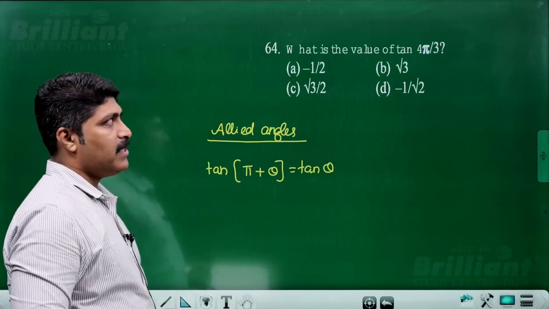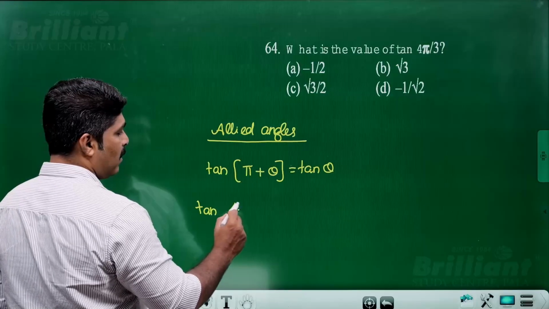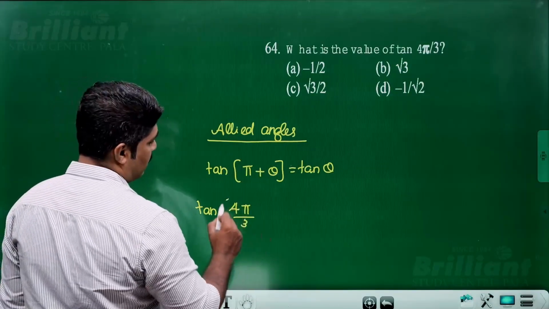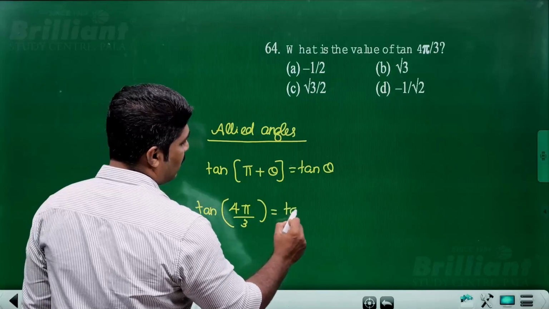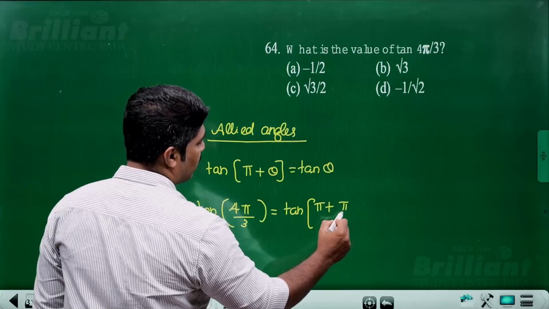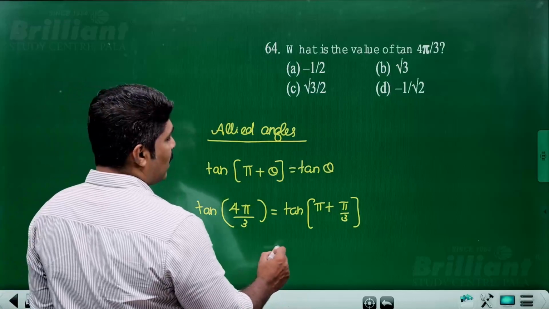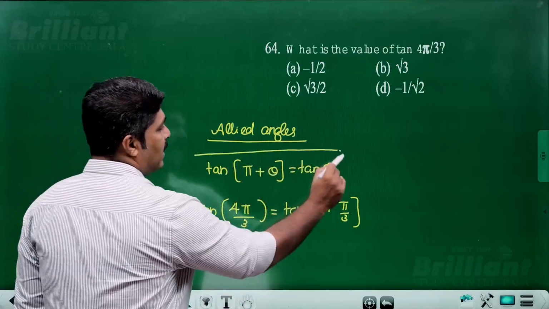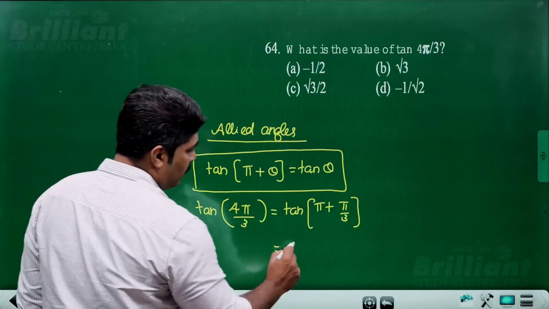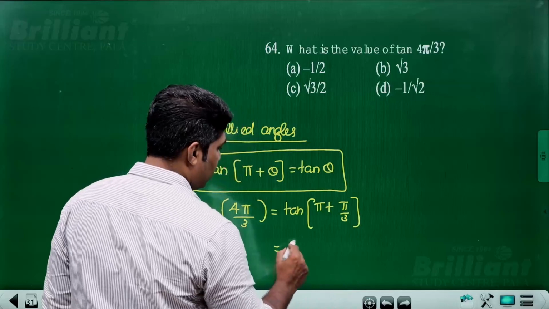Our given expression is 4 pi by 3. Look at that value. Here tan 4 pi by 3. How can we split it? This tan 4 pi by 3 we can split in the form of pi plus pi by 3. As per this allied angle result of tan, this is equal to tan pi by 3.